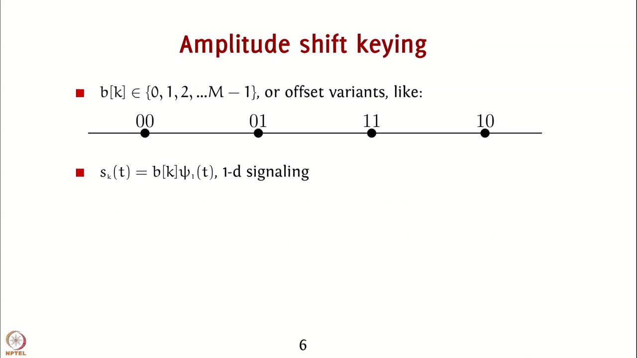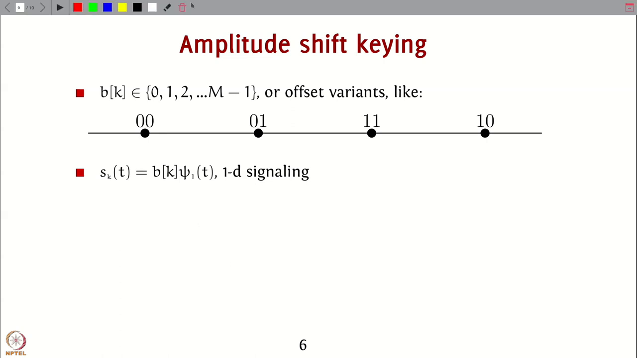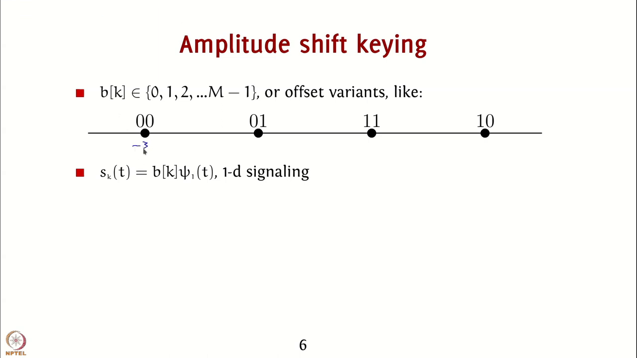The first modulation scheme that we will be looking at is amplitude shift keying. Here, BK is a number among 0, 1, 2, up to M minus 1, or it can be an offset variant, like this can be minus 3, this can be minus 1, this can be 1, this can be 3. If you want a bit picture, this can correspond to 0, 0. This can correspond to 0, 1. This can correspond to 1, 1. This can correspond to 1, 0, meaning that you are able to send 2 bits per symbol. In this case, your S_k of t corresponding to a single symbol is just B_k times psi_1 of t, which corresponds to one-dimensional signaling.